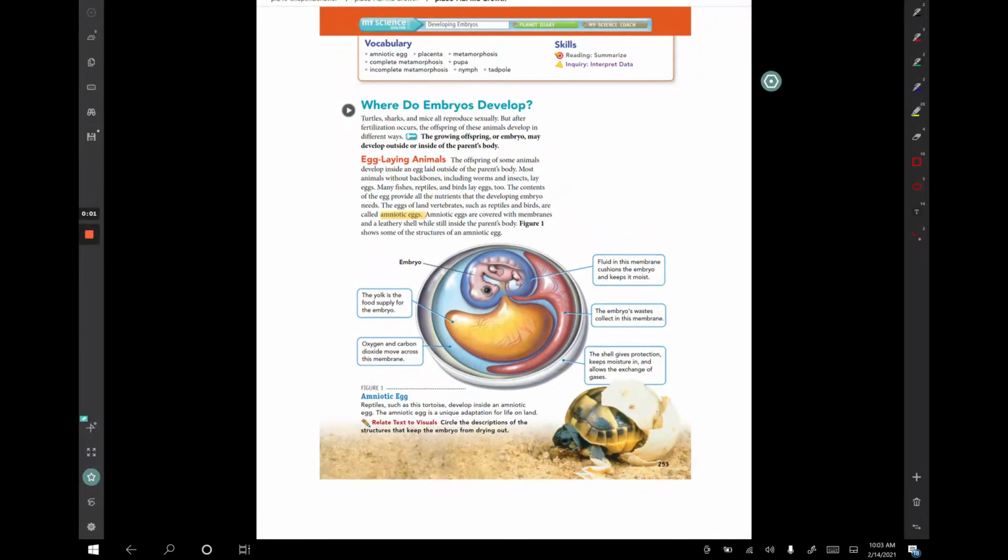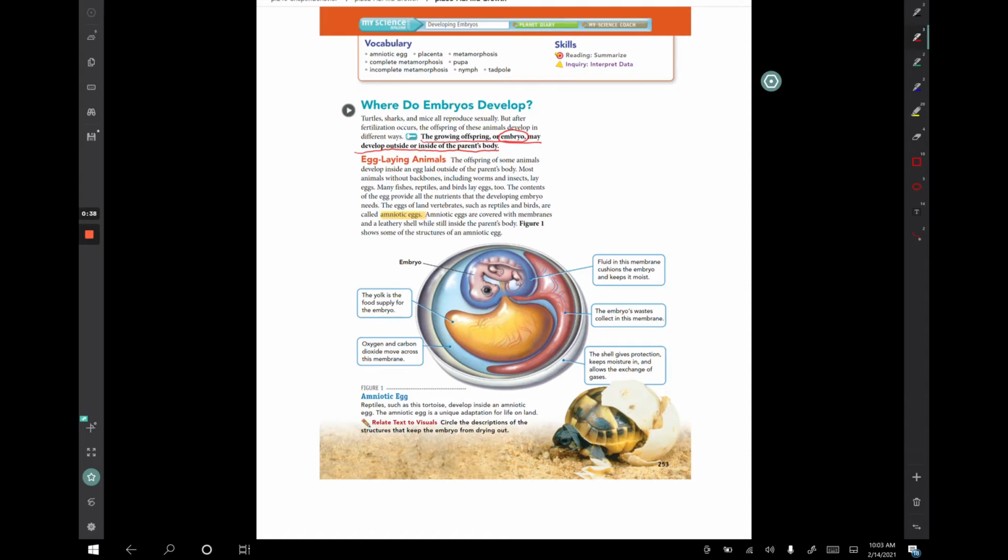In today's lesson, we are going to look at what happens after the fertilization of the egg and how the offspring, or the embryo, as it is known at this point, develops. And we're going to look specifically at three different ways that the embryo can develop in different types of animals. So our key sentence here is that the growing offspring, or the embryo, may develop outside or inside of the parent's body.